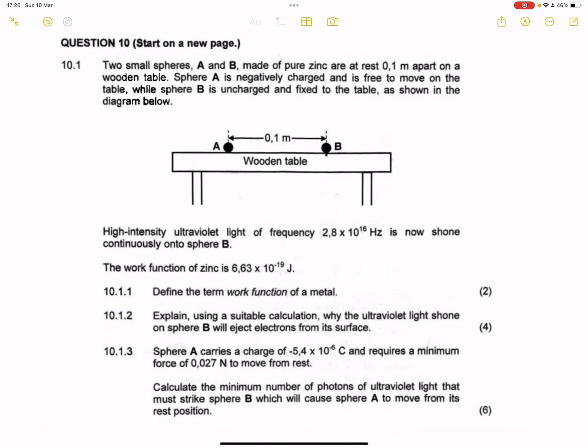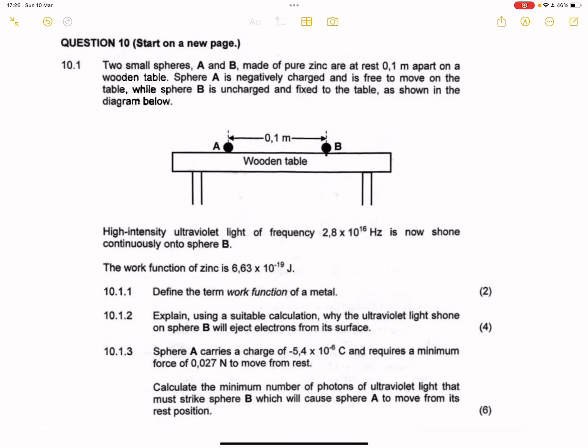So they say to us, define the term work function of a metal. So remember, by definition, the work function is the minimum energy that is required to emit electrons from a metal surface, right? All right, so I will not write that one down. I know you guys probably know it. Okay, let's go on to 10.1.2.